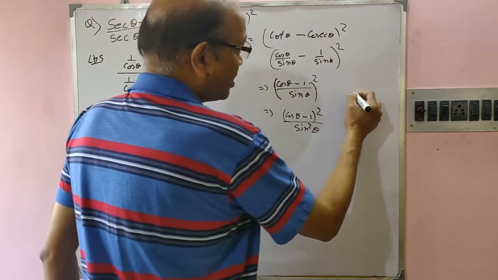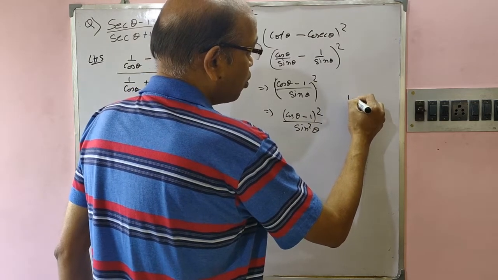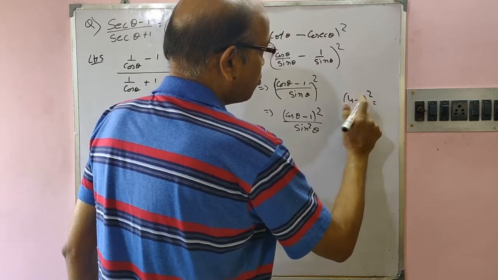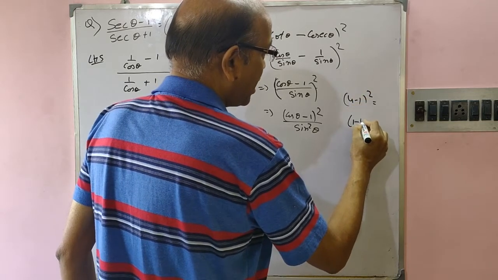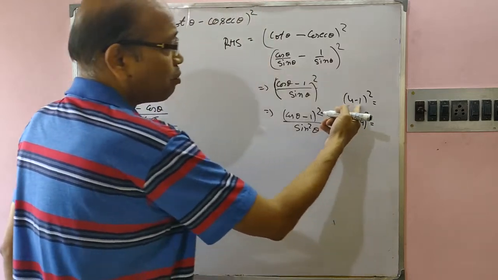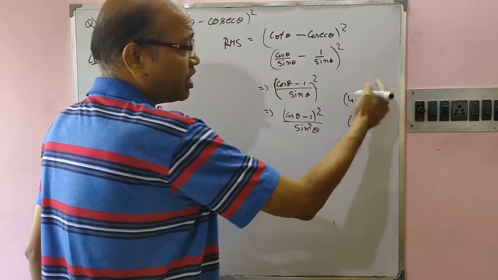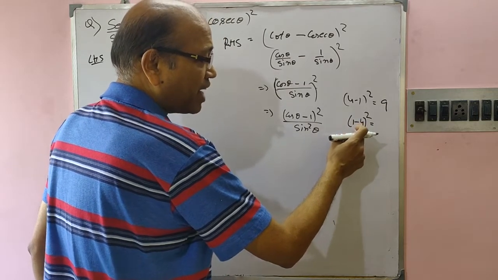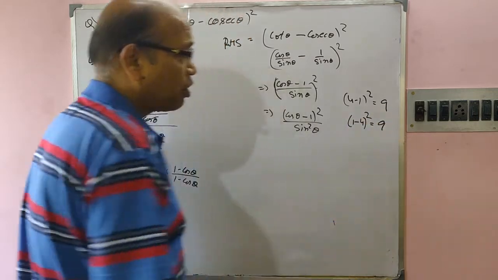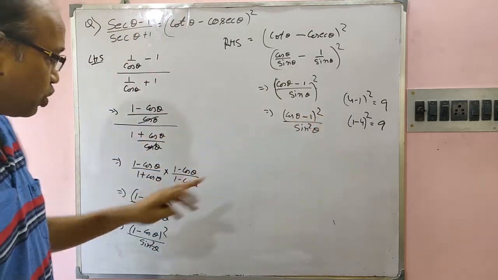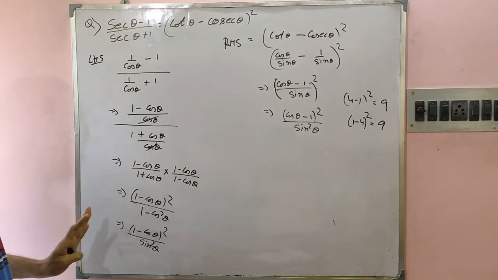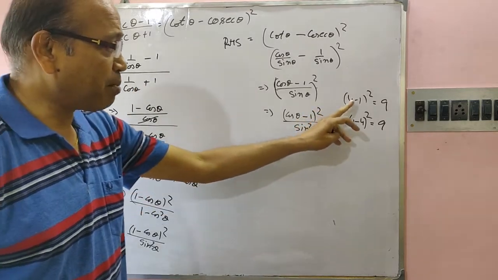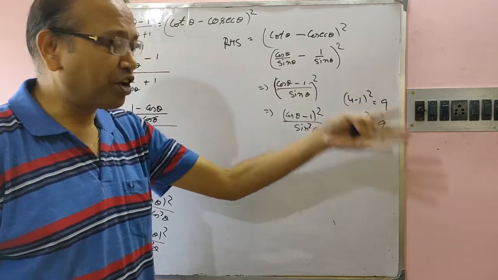Now we know that 4 minus 1 whole square and 1 minus 4 whole square: 4 minus 1 is 3, 3 whole square is 9. Now 1 minus 4 is minus 3, and minus 3 whole square is also 9. So when it comes to square, a minus b or b minus a whole square remains the same.